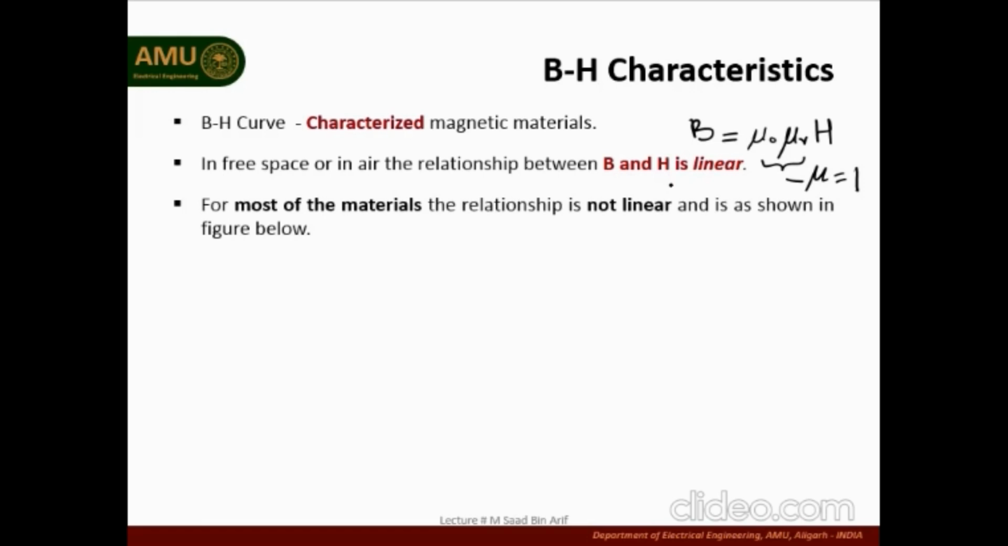This implies that in free space B and H are linearly related by mu naught. Here mu r equals 1. Now if we want to plot the characteristic of B and H, then it will be a straight line.